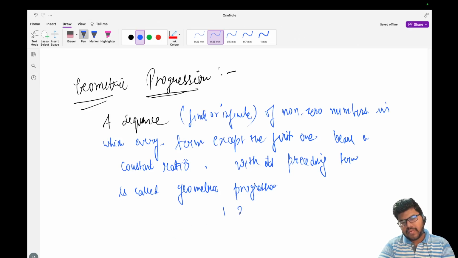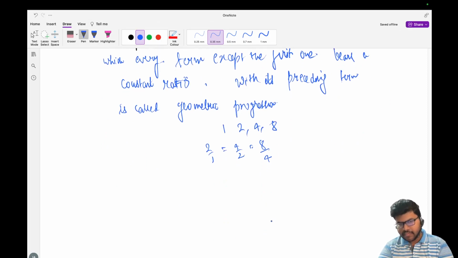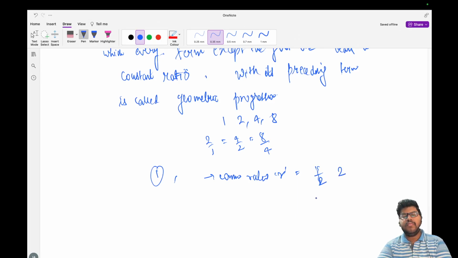For example, the sequence 1, 2, 4, 8. Now, if we take the common ratio, then it is 2 by 1 is equal to 4 by 2 is equal to 8 by 4, right? So, which is constant. So, the first term is 1 and the common ratio, which is often denoted by r, is 2.